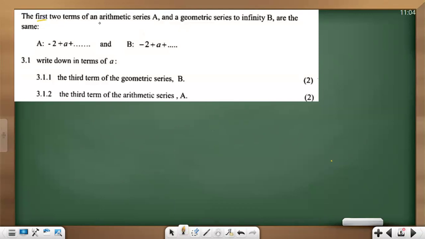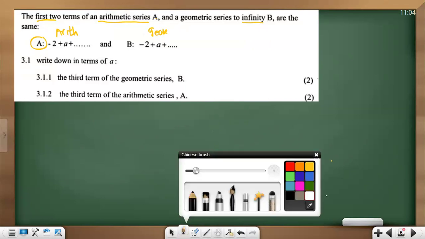The first two terms of an arithmetic series, which is A, and a geometric series to infinity, which is B, are the same. We can see negative 2 plus a on A, and on B we have negative 2 plus a. Write down in terms of a, meaning the answer should have a in it.